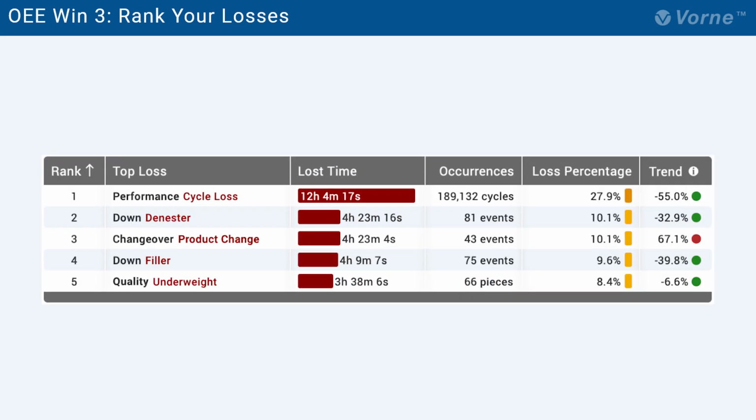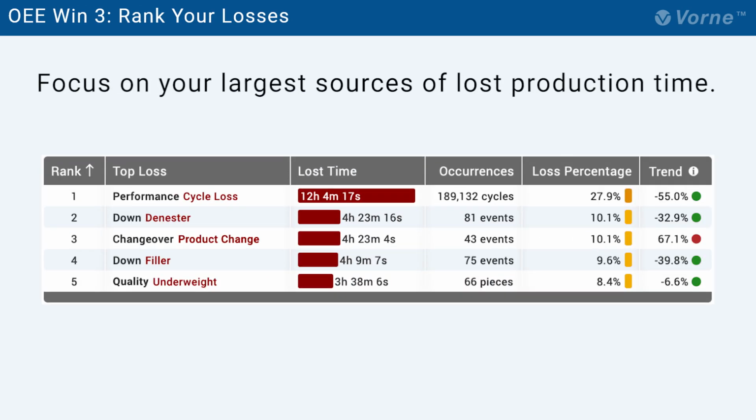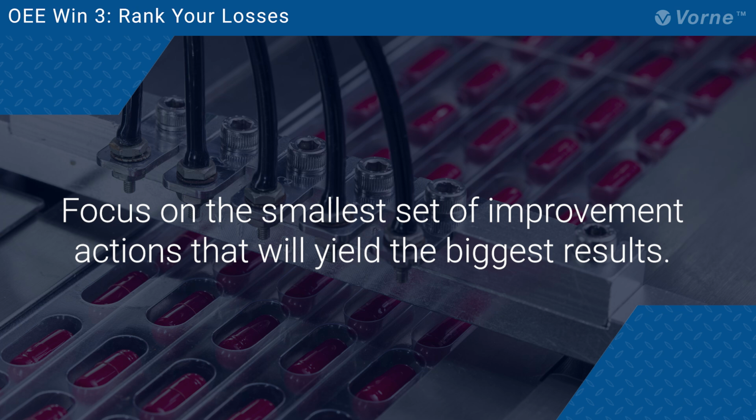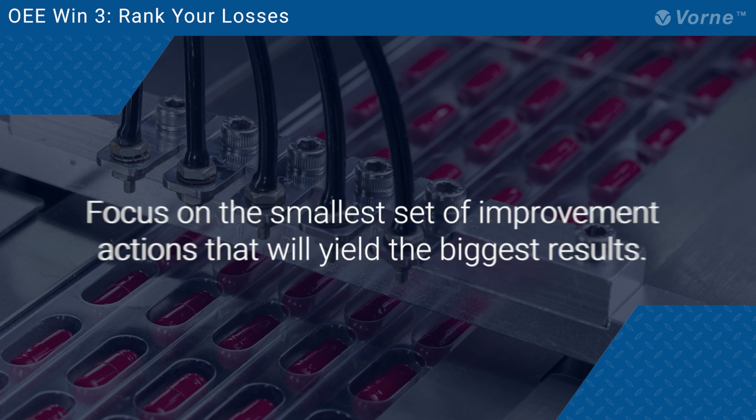One of the fastest ways to improve manufacturing productivity is to relentlessly focus on minimizing production losses, beginning with your largest source of lost production time, from the perspective of the constraint, of course. In other words, focus your attention on the smallest set of improvement actions that will yield the biggest results.